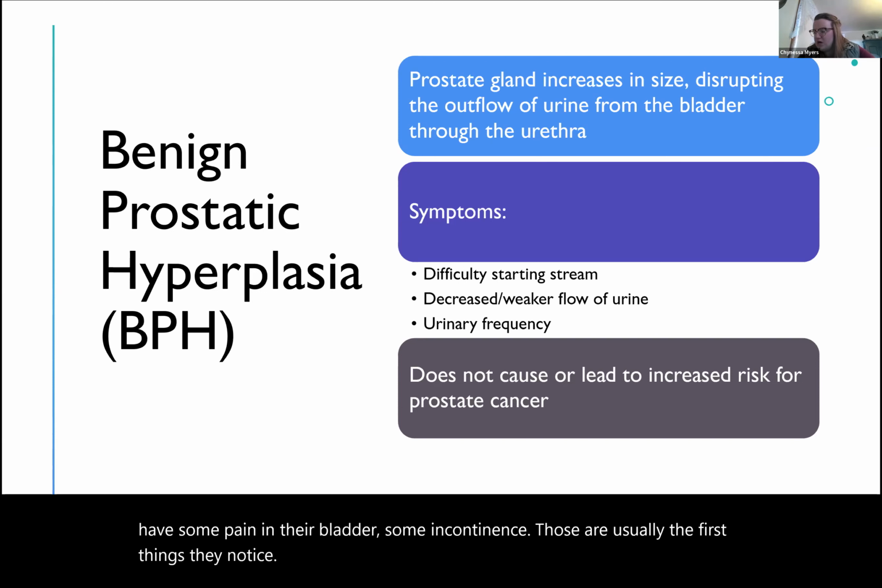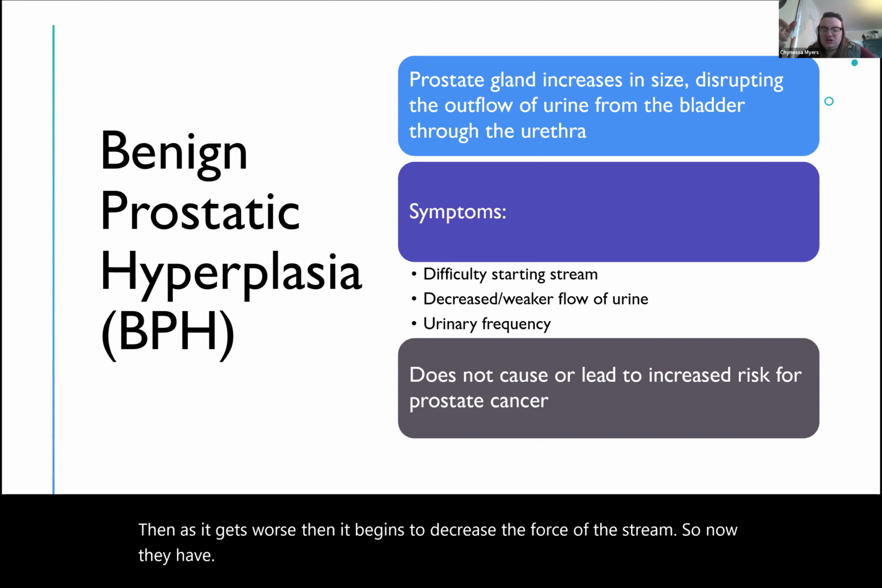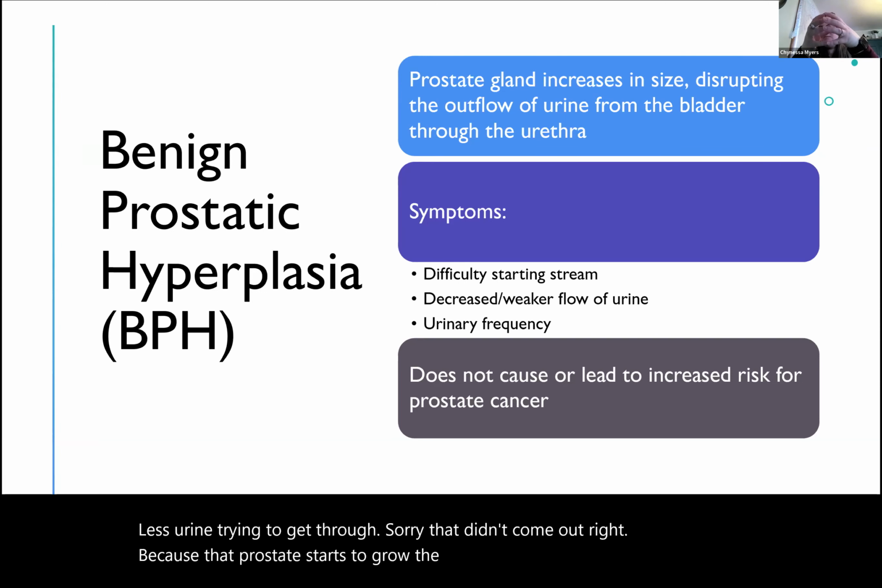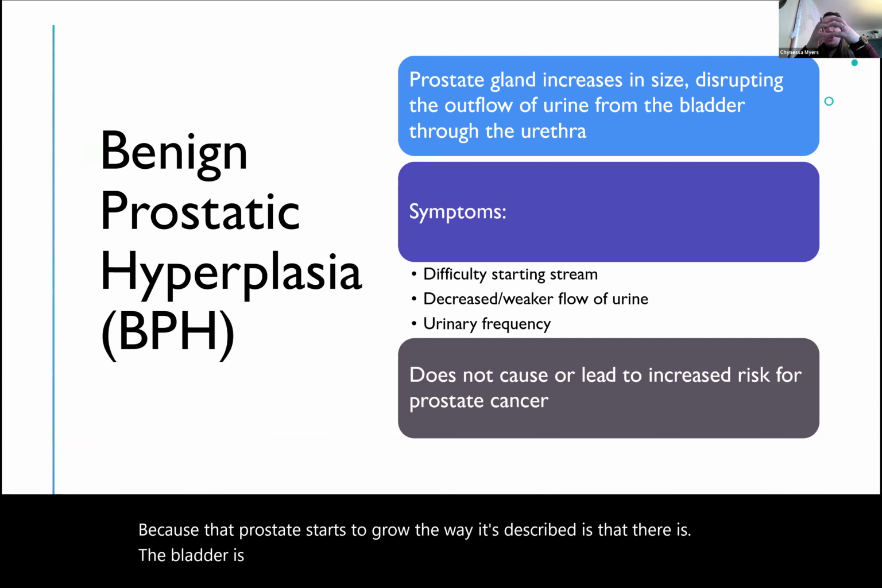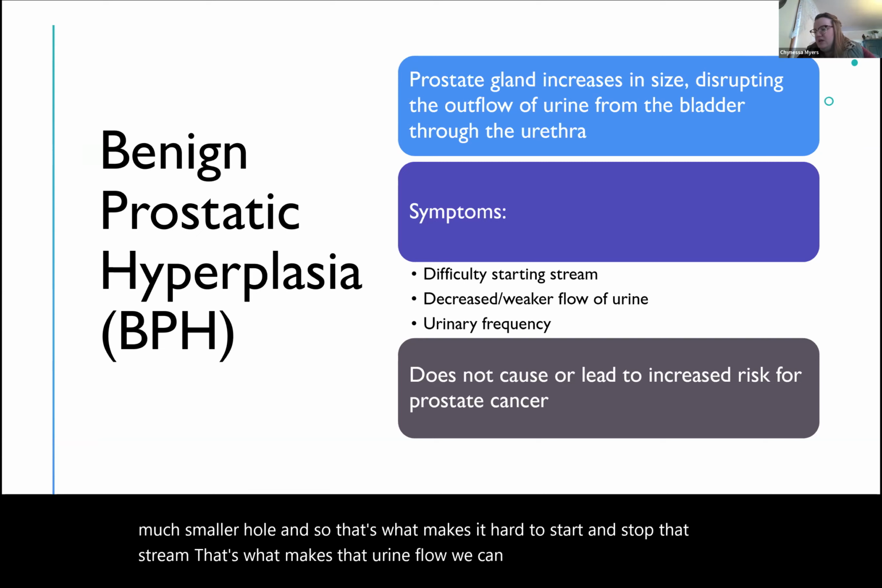Then as it gets worse, it begins to decrease the force of the stream. So now they have less urine trying to get through. Sorry, that didn't come out right. Because that prostate starts to grow, the way it's described is that the bladder is pushing the same amount of urine a lot harder to get through a much smaller hole. And so that's what makes it hard to start and stop that stream. That's what makes that urine flow weak and decreased.